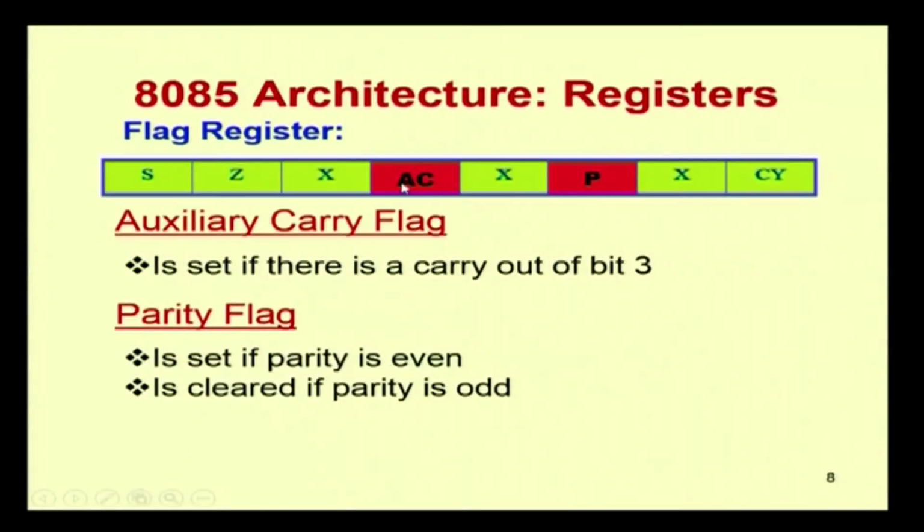Then you have the auxiliary carry flag. When you add two 8-bit numbers, there will be a carry from the third bit, that is 0, 1, 2, 3, third bit to fourth bit. In such a case the auxiliary carry flag will be set.